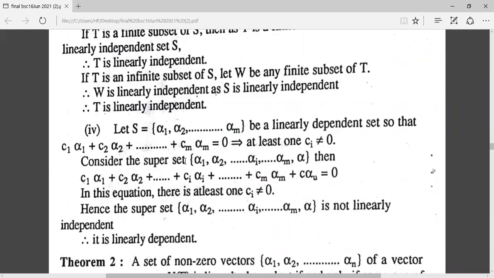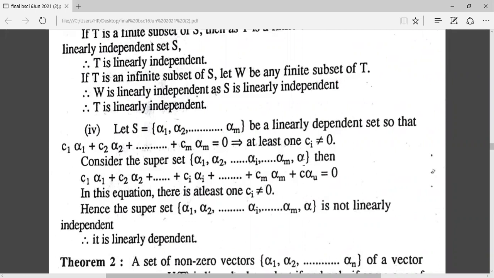Consider the superset. A superset is nothing but a set that contains this set capital S, that is, all the elements of S are in this superset. So it is alpha 1, alpha 2 to alpha m plus one extra element, say alpha, because it's a superset and should have more elements than S. Then what I have to prove is that the superset is also linearly dependent.